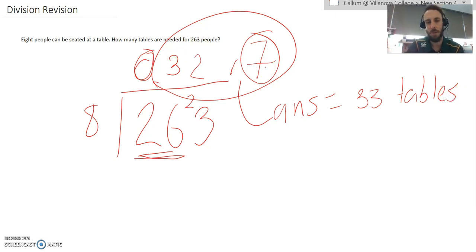So answer 33 tables. Make sure when you're doing some problem solving ones, you're thinking, do you need to round up to make sure you've answered the question? This question was, how many tables?